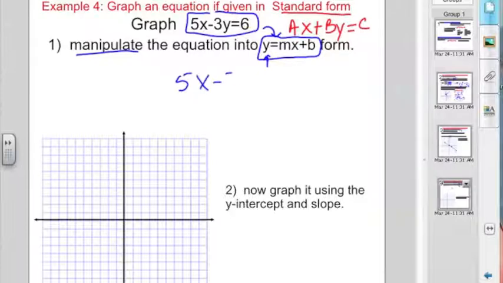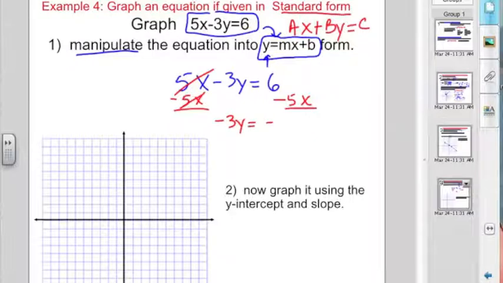So I have 5x minus 3y equals 6. I want to get y by itself. First thing I want to do is get rid of that positive 5x. I want to cancel it out. So the opposite, the inverse of positive 5x is subtracting 5x. So I've got to subtract 5x from both sides. Cancel that out. I'm left with negative 3y equals negative 5x plus 6.